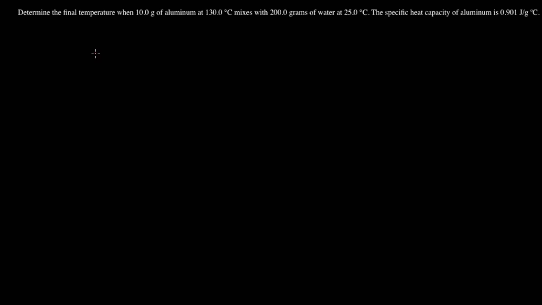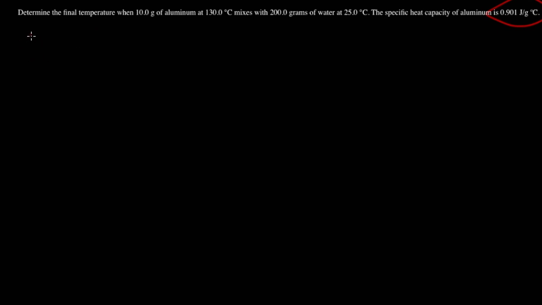Now let's try a slightly different problem. Still very similar to our last one, but this time we are dropping a hot metal into water. And this is actually a really common example that you'll see in calorimetry. The question is, determine the final temperature when 10.0 grams of aluminum at 130 degrees Celsius mixes with 200 grams of water at 25 degrees Celsius. And we know that the specific heat capacity of aluminum is 0.901 joules per gram degree Celsius.